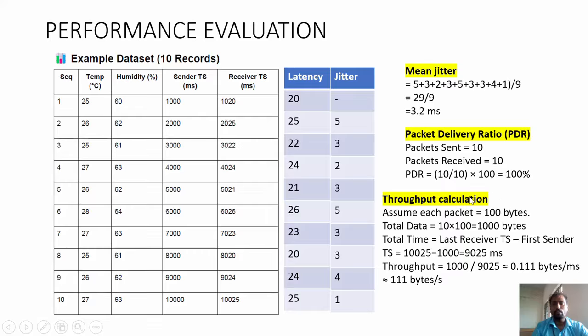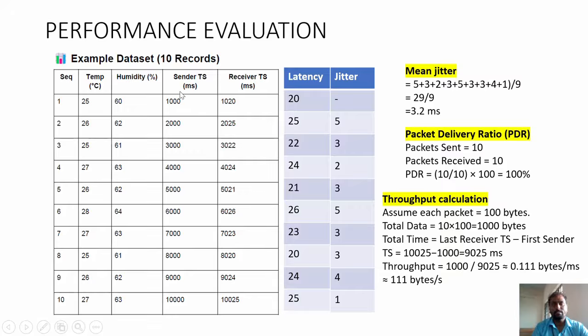Next is the throughput calculation. Assume that each packet that we have sent through this network has 100 bytes. We have already sent 10 packets, each having 100 bytes. So the total data that we have sent through the network is 10 into 100 bytes, which is equal to 1000 bytes. Next we have to identify the total time taken for sending all these packets.